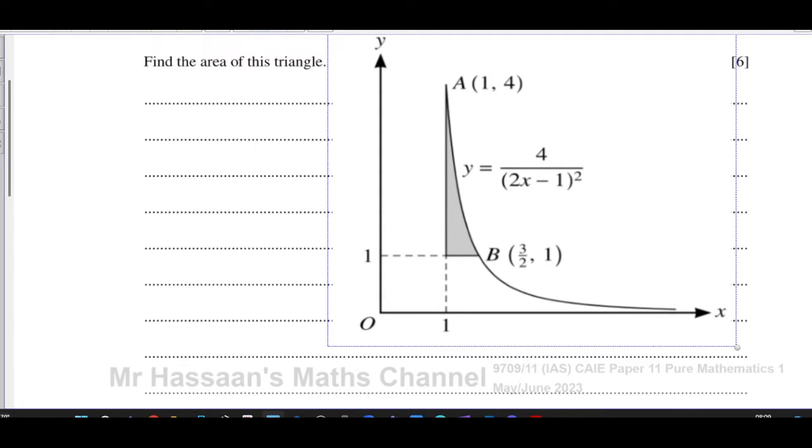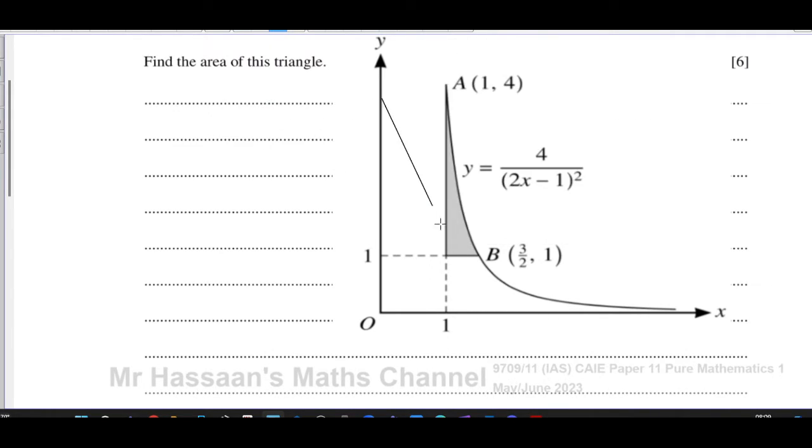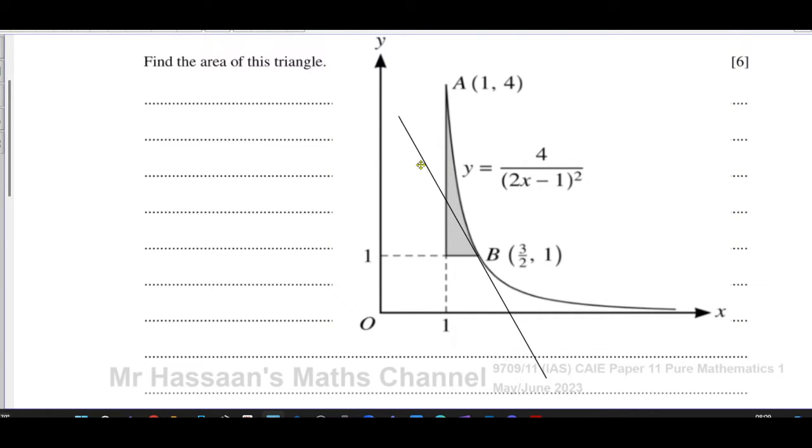I'm going to draw the tangent to the curve at B. The tangent to the curve at B is just a straight line which shares the same gradient as the curve at the point B. It can be something like this. Something like that. And that's the equation of the tangent to the curve at B.